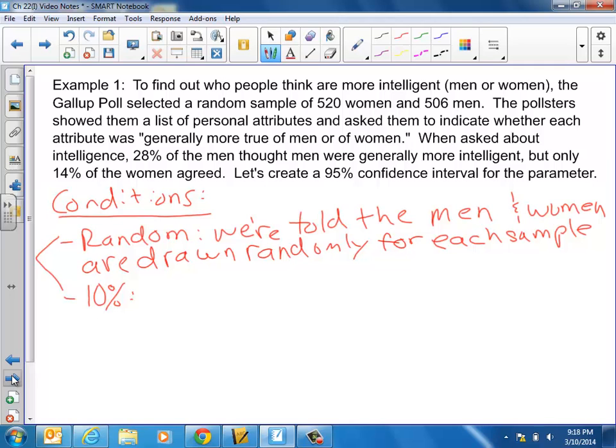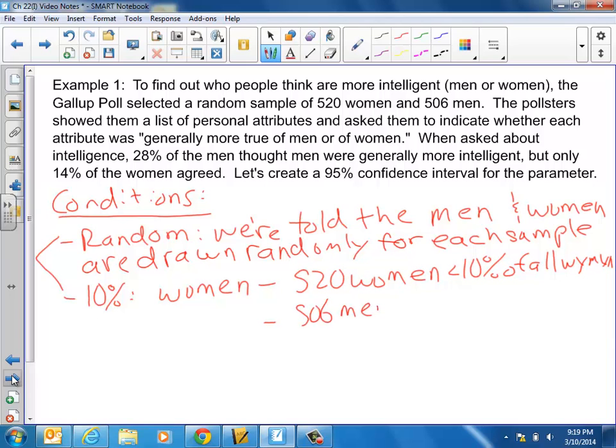10% condition. All right, so among the women, we have 520 women. It's certainly less than 10% of all women. And that 506 men, certainly less than 10% of all men. All right, so we've checked off the 10% condition.